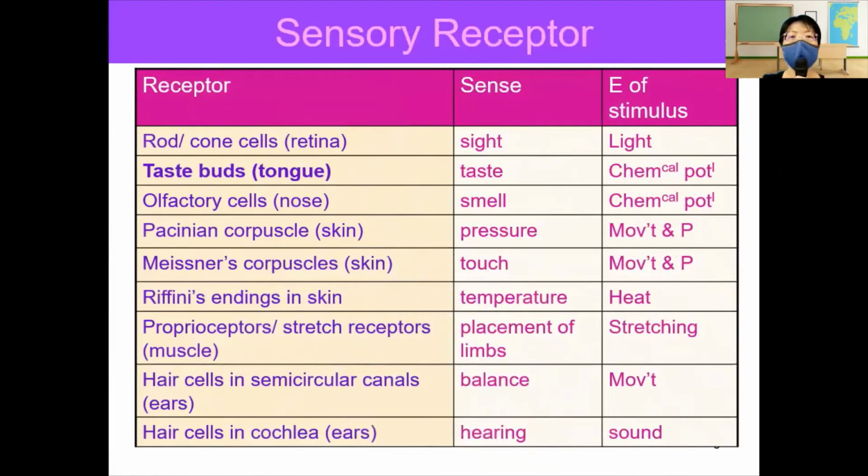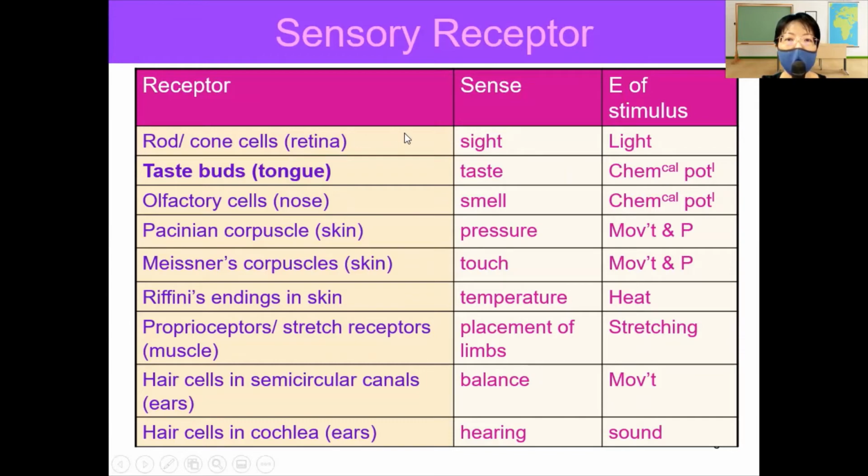So this table shows you all sorts of receptor cells in our body, and what each receptor cell is able to sense. That means what kind of stimulus it is able to receive, and the form of energy of the stimulus. So you need to memorize at least two examples from here. Taste bud is in your syllabus, so you want to memorize taste bud, which can sense taste, and the energy of the stimulus. The taste is actually chemical potential energy.